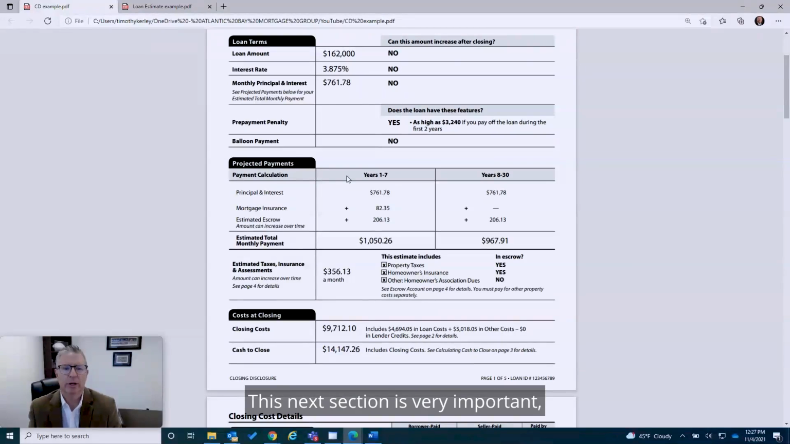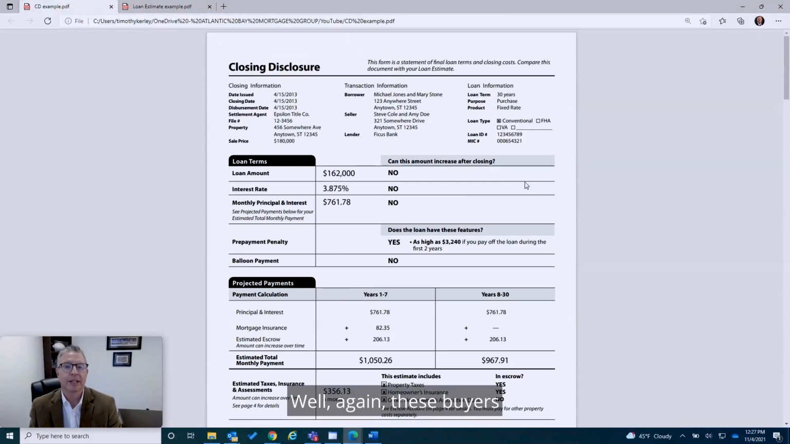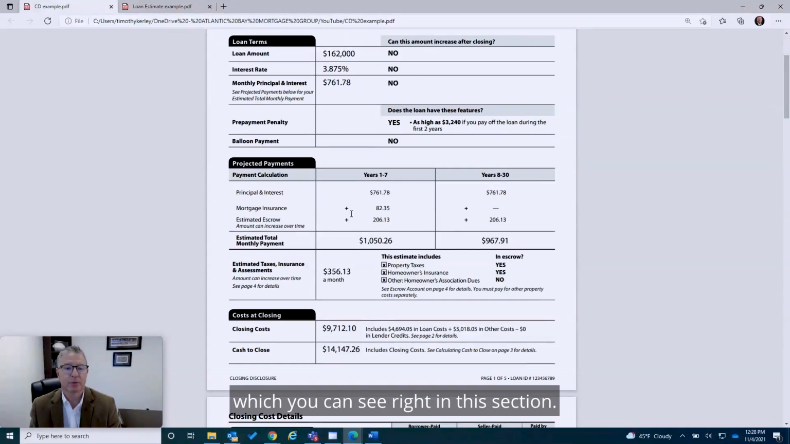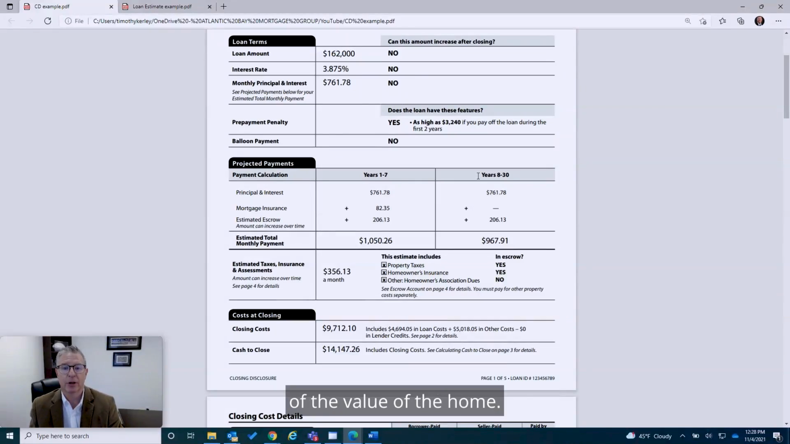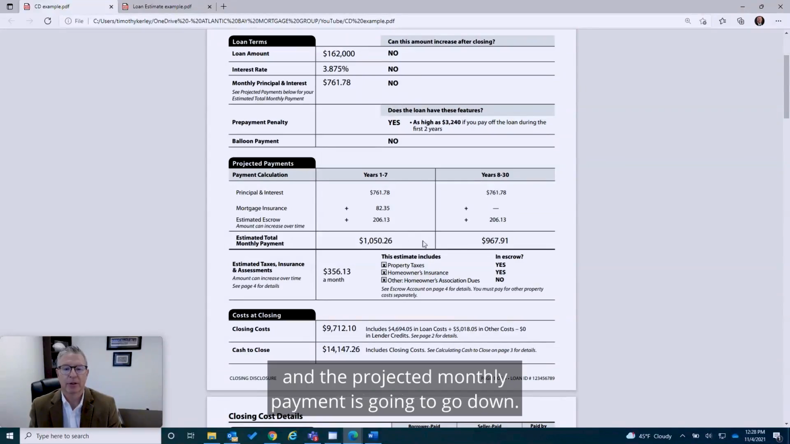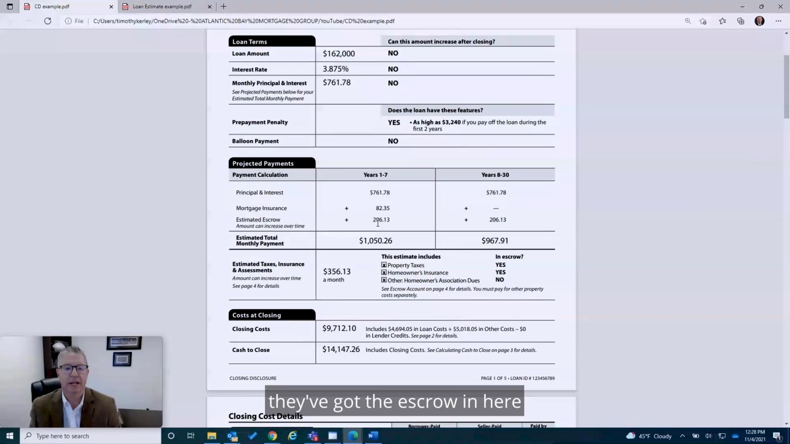This next section is very important, your projected payments. So you can see this is broken down between years 1 through 7 and years 8 through 30. Why is that? Well, again, these buyers are only paying a 10% down payment, so they have some monthly mortgage insurance in here, which you can see right in this section. Mortgage insurance, $82.35. But this being a conventional loan, that mortgage insurance is going to drop off once they reach a certain percentage of the value of the home. And it looks like based on this, it's going to happen after year 7. That $82.35 is going to go away, and the projected monthly payment is going to go down. So you can see here, they've got the escrow in here.